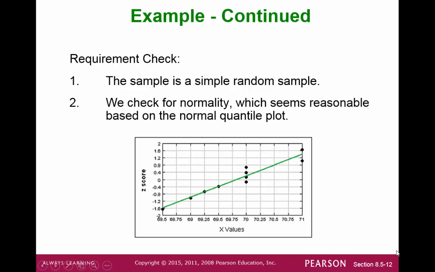The requirement checks: well, the sample is simple and random, and to check for normality, there's this normal quantile plot that we can do, but we'll just assume that it's normally distributed.